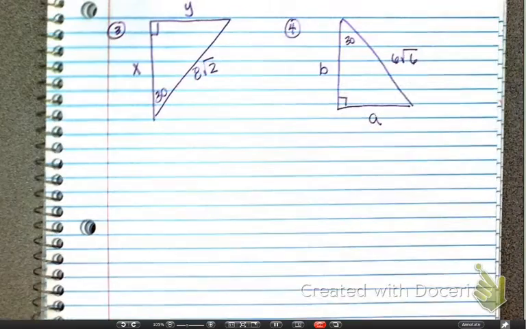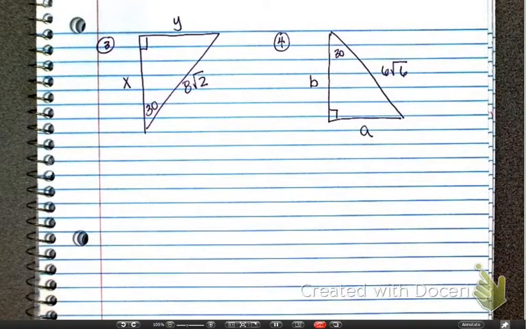Okay. So I want you to take these 2 problems. I want you to label, I want you to solve for S, and I want you to find the missing side lengths. You can either do it by yourself or with your group. Okay?